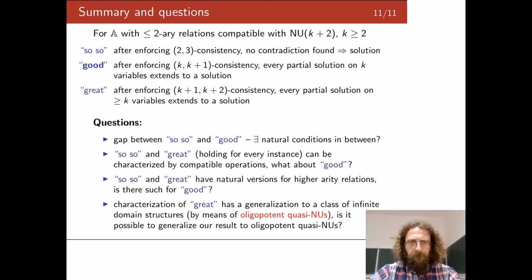And finally, the characterization of the third item has a generalization to a class of infinite domain structures, namely the omega-categorical ones, by means of so-called oligopotent quasi-NUs. Here, oligopotent is a generalization of idempotent, and quasi-NUs are generalizations of NUs. The question is whether it is possible to generalize our result to this setting.